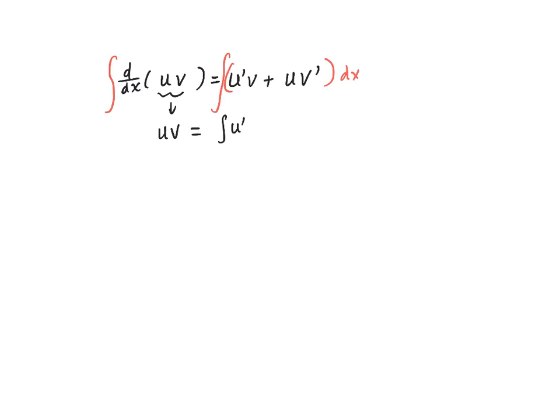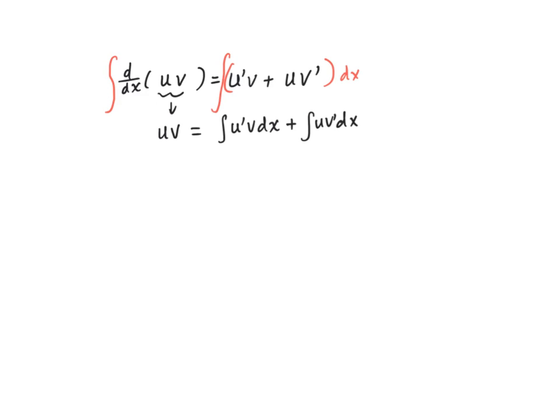If you find the derivative of the product of two functions, say u and v, the derivative is u prime v plus u v prime. Now, when you integrate both sides with respect to x, the left side will be uv, because the antiderivative of the derivative gives you this back. The right-hand side will have two parts. One is this, the other one is this.